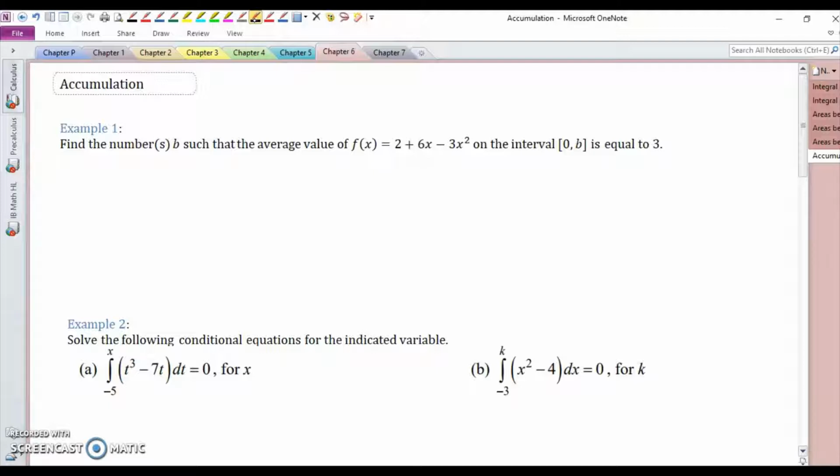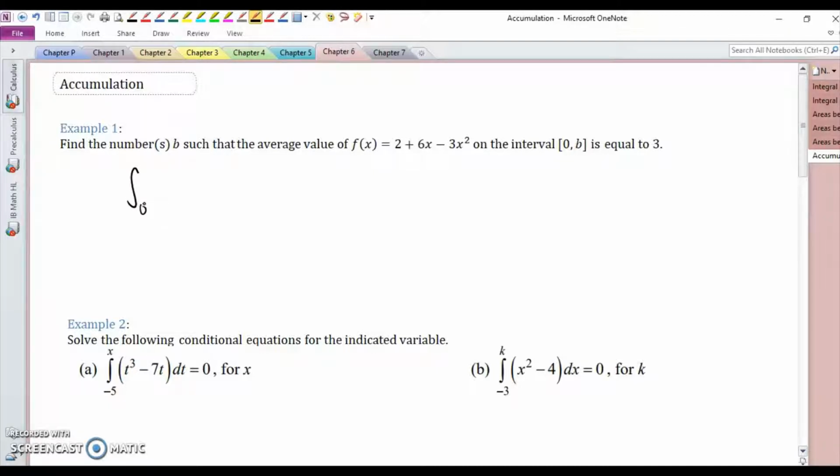Example number 1: find the numbers b such that the average value of this function, now average value of a function, that was average value, take the integral of that function and then divide it by the width of that integral that you take, and make that equal to 3. Alright, so let's set it up.